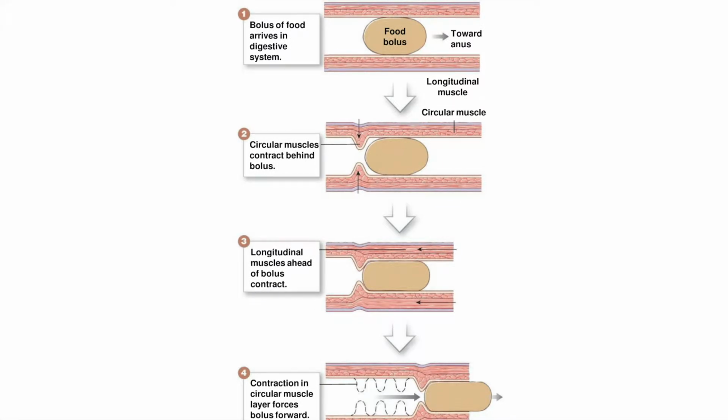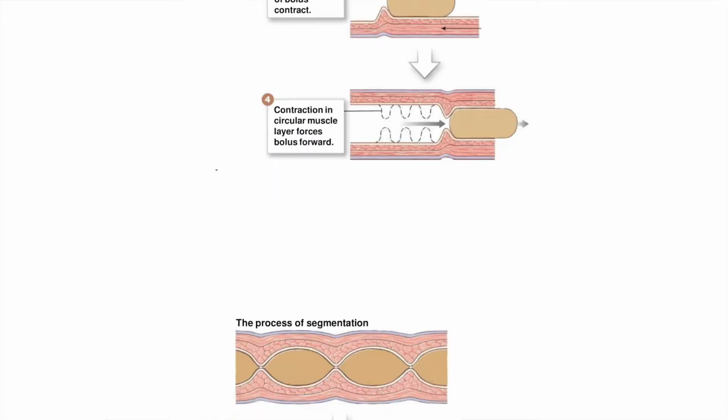So that process is called peristalsis. It's a coordinated contraction of the smooth muscle layers that moves food along the digestive tract. So you can see the circular muscle will contract behind it, and the longitudinal muscles contract ahead of it, and as different parts of the circular muscle layer contract, that pushes the food through the digestive tract.